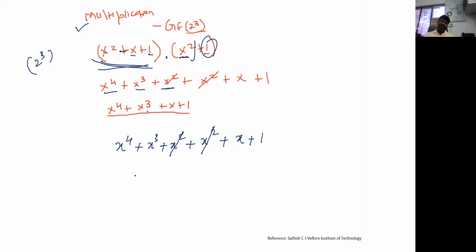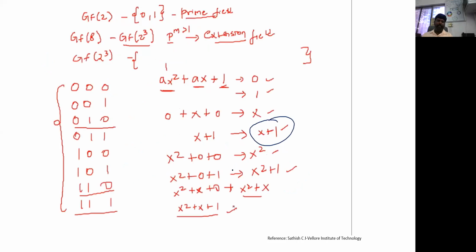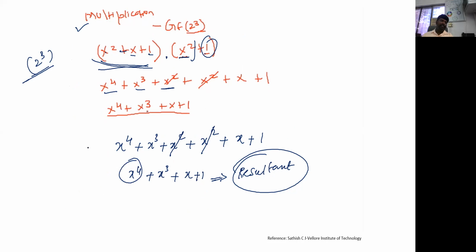Rest I will have x power 4 plus x power 3 plus x plus 1. So this is my resultant value. I need to make sure whether this resultant value is in the prime field of 2 power 3, the Galois field. We'll check what my value is, which is x power 4. I didn't see any value starting from x power 4 in the prime field of 2 power 3. So there are no such values, so it has only up to x power 2. In that case, this term is called an irreducible polynomial.